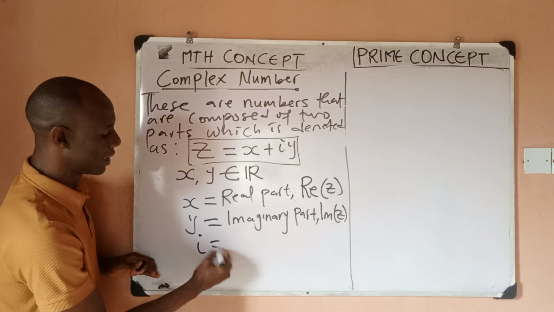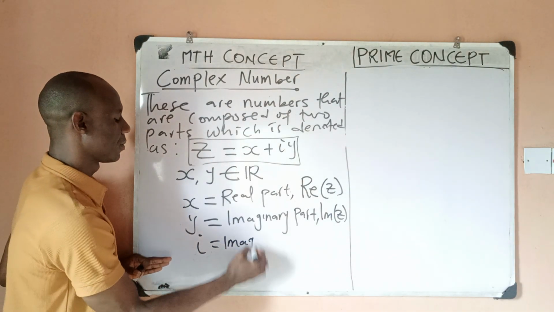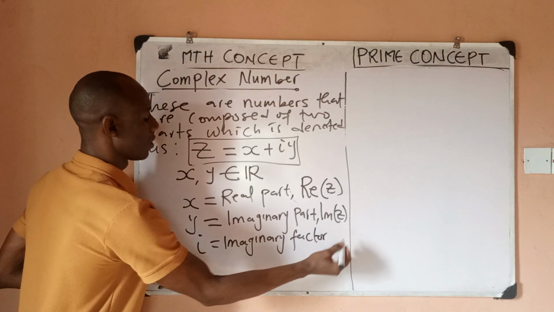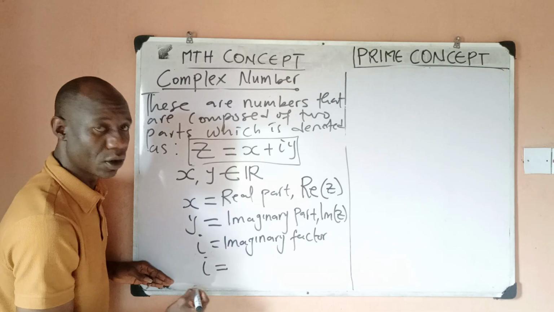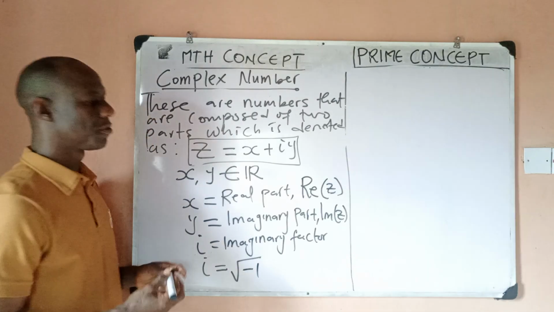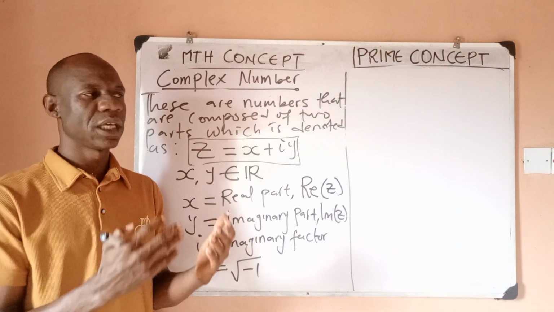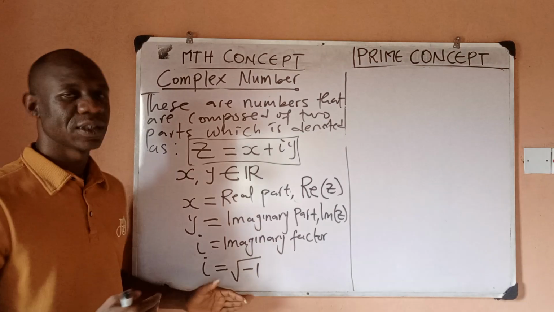So i is known as the imaginary factor. Imaginary factor, right? Yes, and i was agreed upon to be called the square root of -1. It was actually trying to solve some kind of quadratic equations that led to this concept.